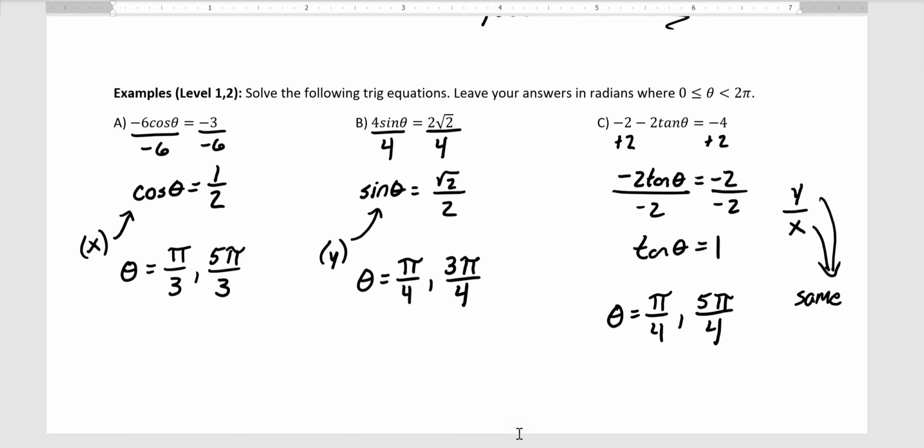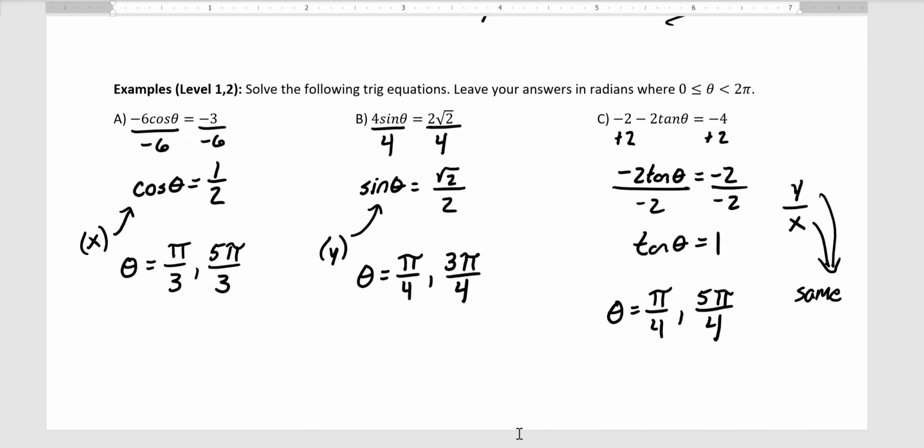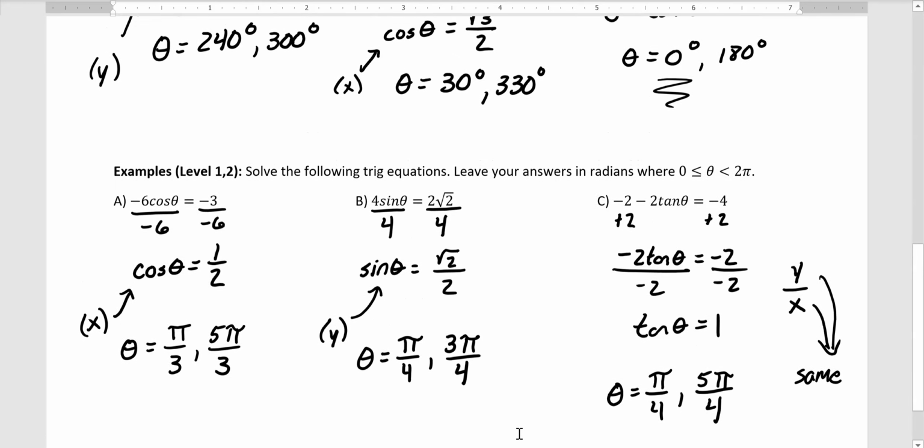And that's how you solve trig equations. If you need some more practice or you're still a little confused, go ahead and check out those sample problems.